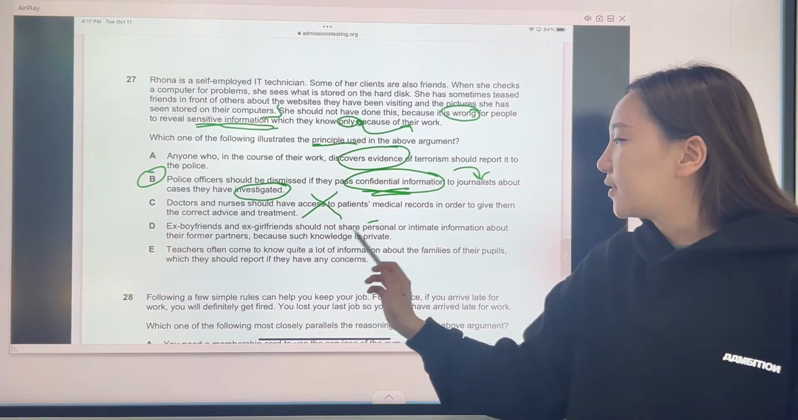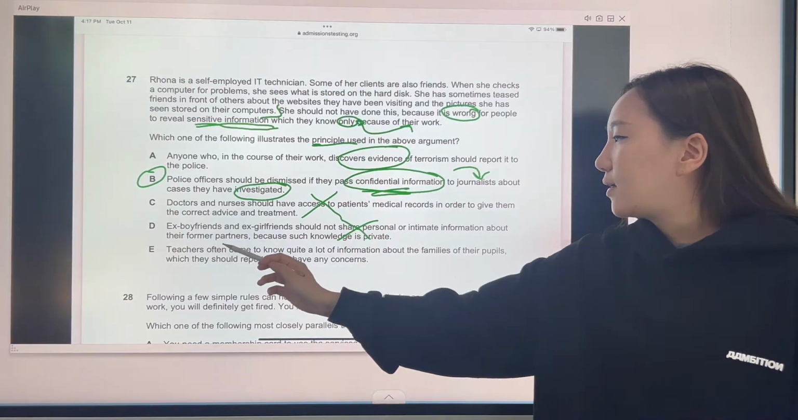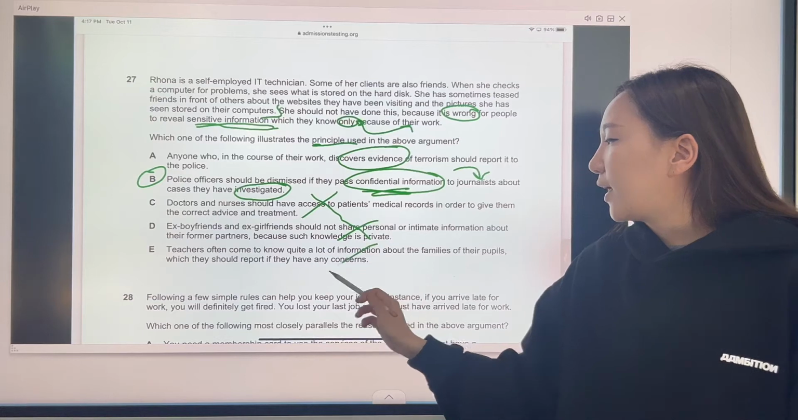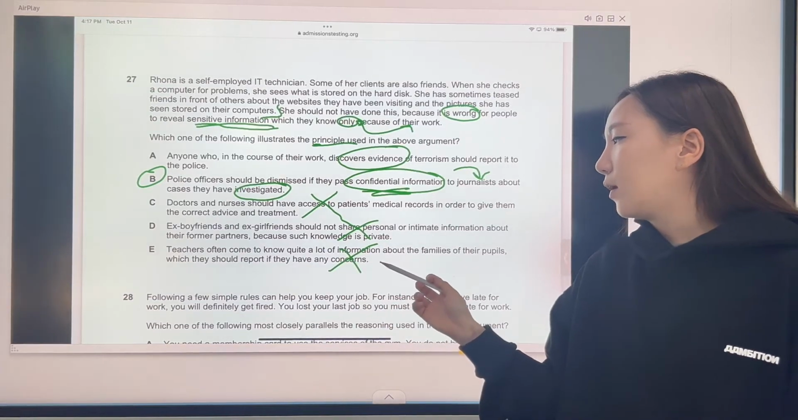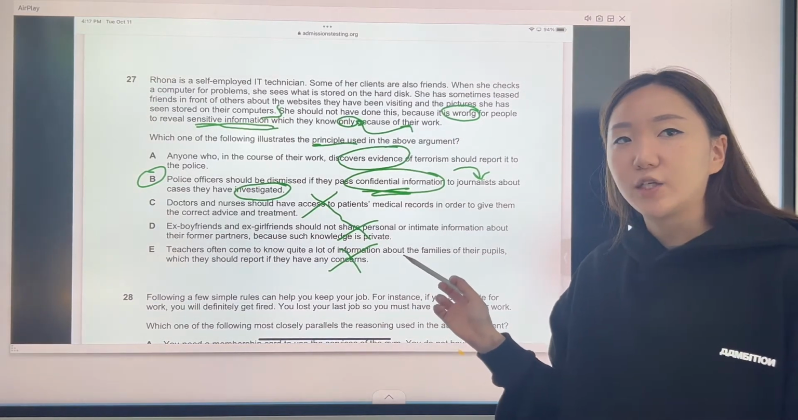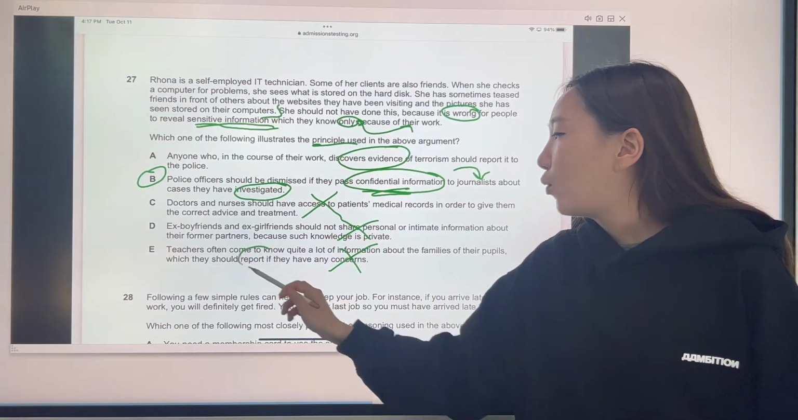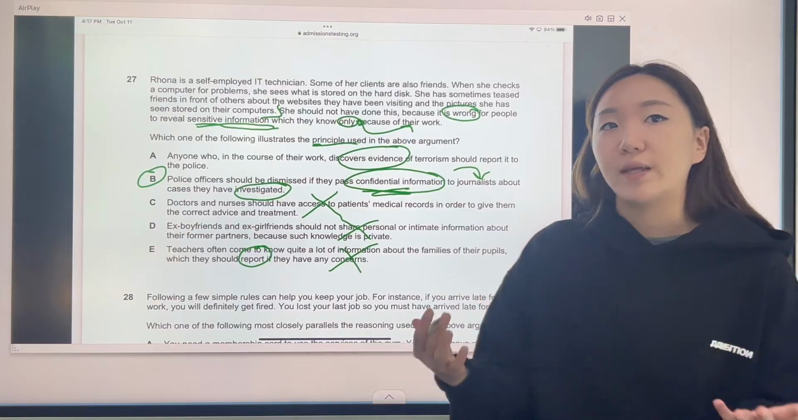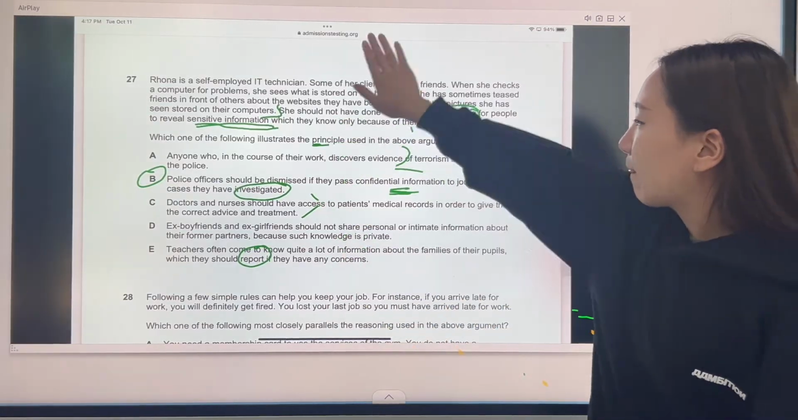Ex-boyfriends and ex-girlfriends, not in the course of work. And teachers often come to know a lot of information about the families, which they should report. Again, there's no proof that this is sensitive information being revealed, and the report is not the same as revealing that sensitive information because it's not being given to the general public.